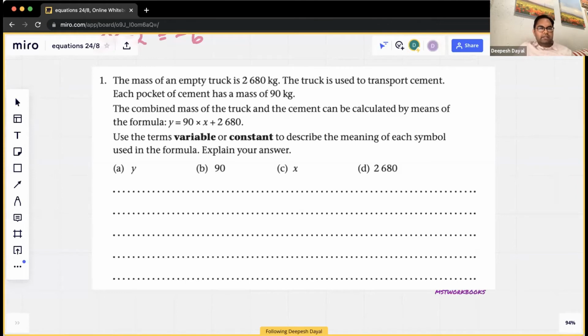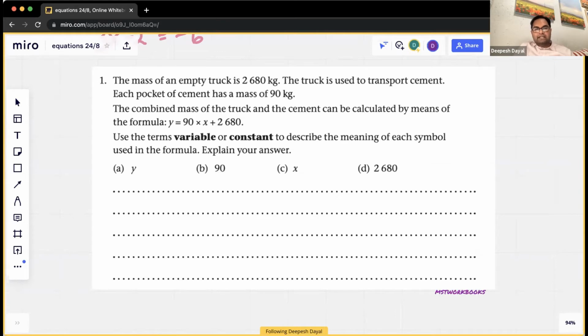So we've got here, it says that the mass of an empty truck is 2680 kilograms, and the truck is used to transport cement. Each pocket of cement has a mass of 90 kgs. The combined mass of the truck and the cement can be calculated by means of the formula y equals 90 times x plus 2680. Use terms variable and constant to describe the meaning of each symbol used in the formula and explain your answer, right?